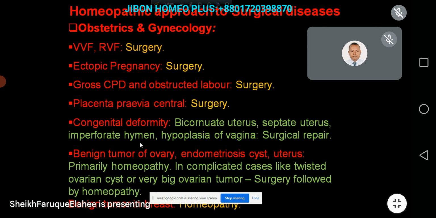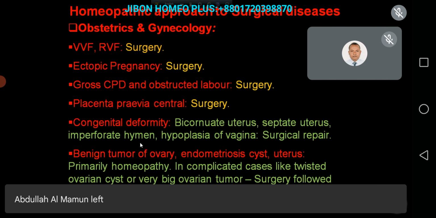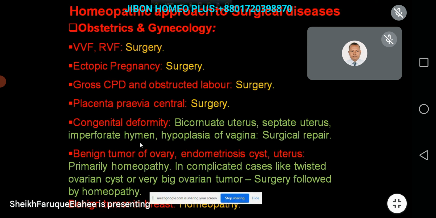So there is no homeopathic treatment. We will have to send it to the gynecologist, and he will make a very simple crisscross incision, and the case is over. Afterward you will have good menses. So these are actually pure surgical cases.